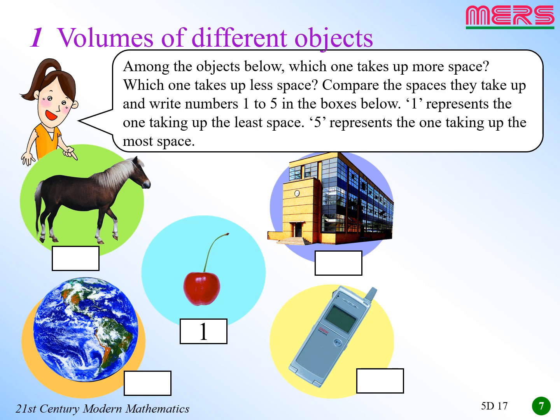What have you got? The smallest, of course, is a cherry. A little bit larger would be the mobile phone. Then, number 3 is the horse. And number 4 is the building. Number 5 is the largest in volume, that is the earth.